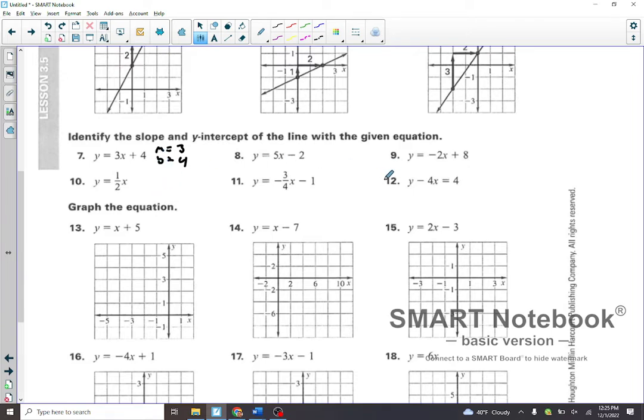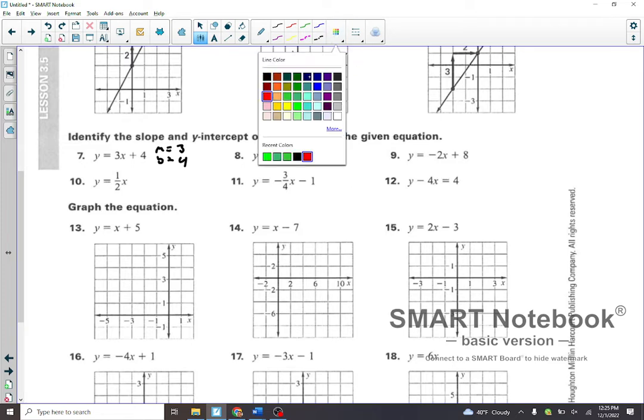Pretty easy until we get to 12. 12 is not written into y equals mx plus b yet. So we're going to change it into that. So this uses a previous skill from another page, right? All the skills start working together for that final part of the y equals mx plus b. So what would I do to get the negative 4x? Hmm? Y.